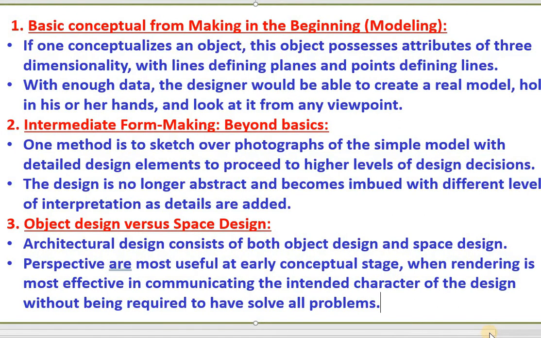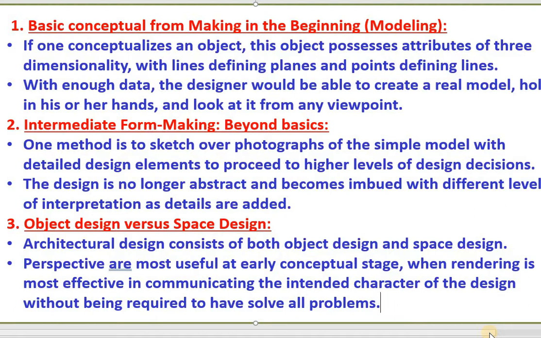Okay, so dimensionally, with the lines defining planes and the points defining lines. For example, you have two points, you connect them and you define one line, and you have many lines, you combine them together, you make a plane. So that's the way to do the concept for the beginning of the model.